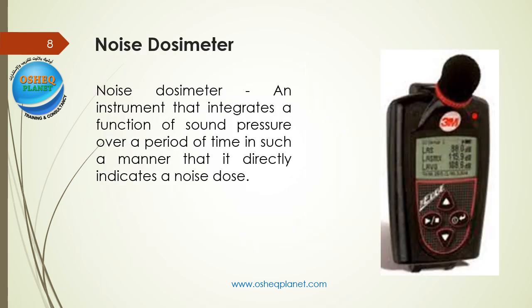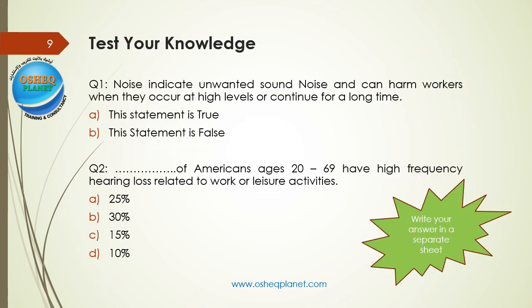Noise dosimeter. Noise dosimeter, an instrument that integrates a function of sound pressure over a period of time in such a manner that it directly indicates a noise dose. There are such devices in the workplace to measure the noise level to which the worker is exposed during a certain period, either by placing it in the workplace when the noise level is almost constant, or by having such devices with the workers if their work necessitates their movement from one place to another, so the measurements given by these devices become more accurate to identify the level of noise to which the workers are exposed.